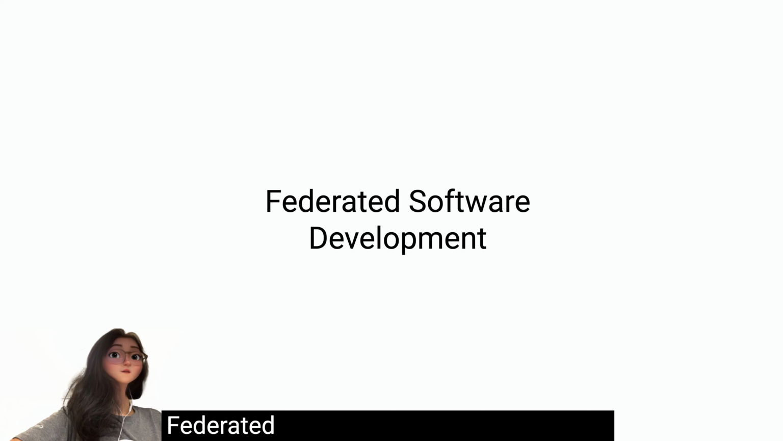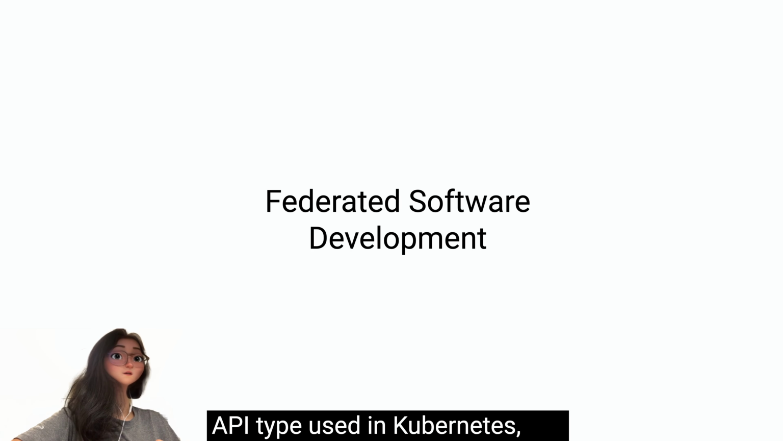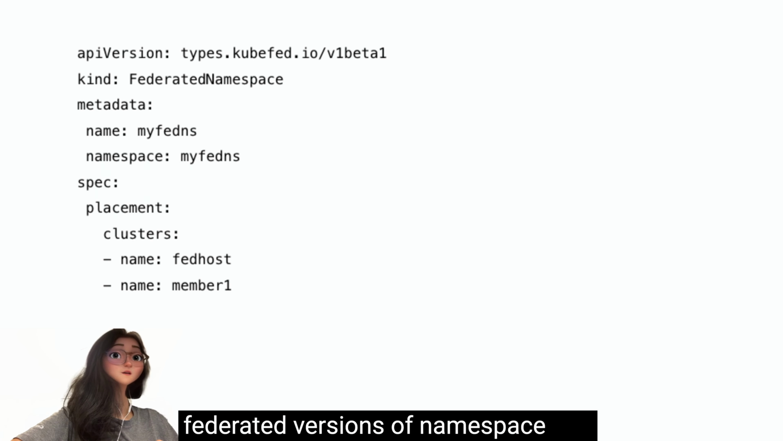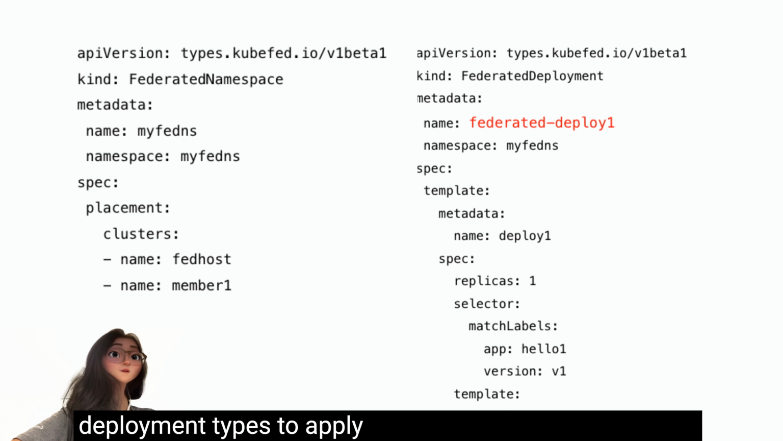Now let's dive into federated software development. Federated software development defines workloads destined for multiple clusters. It allows for the ability to federate any API type used in Kubernetes, like federated versions of namespace and deployment types, to apply resources to multiple clusters.